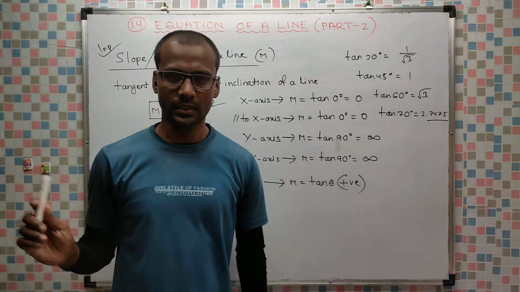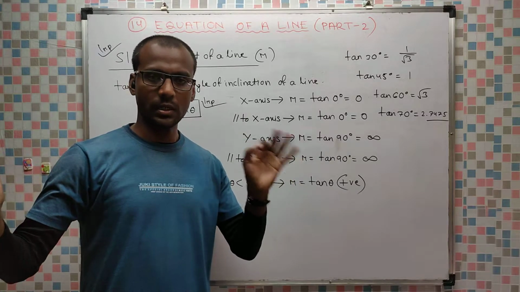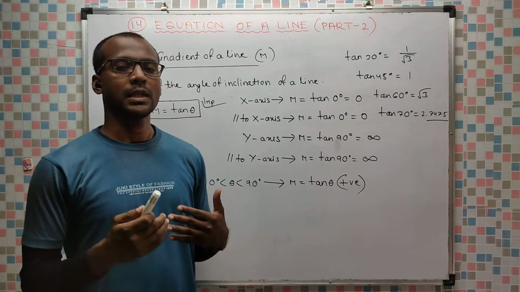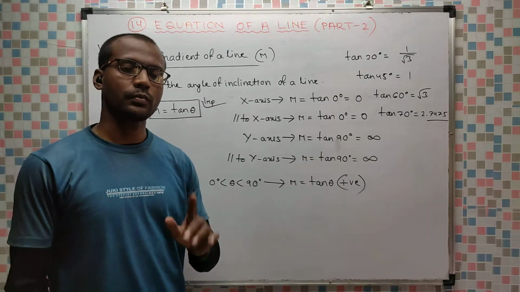Okay, so in your book you can see from 0 to 90, means leave 0 degree and leave 90 degree, in between you can take any angle, you choose any angle, tan theta will be positive. So slope will be positive.